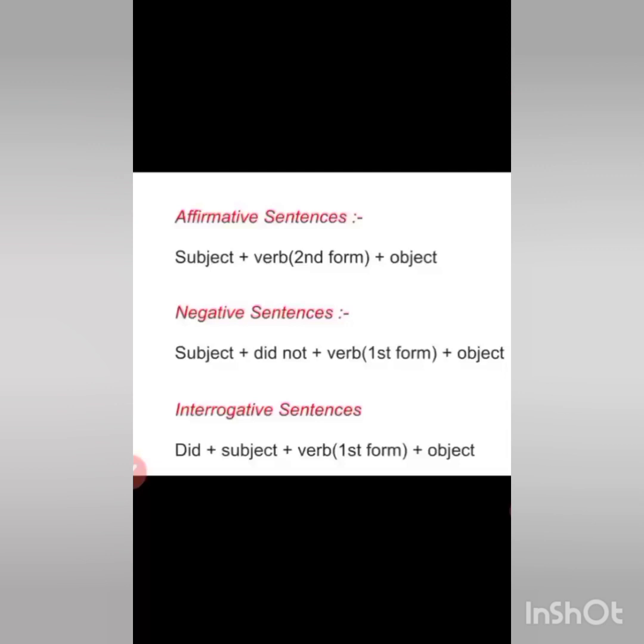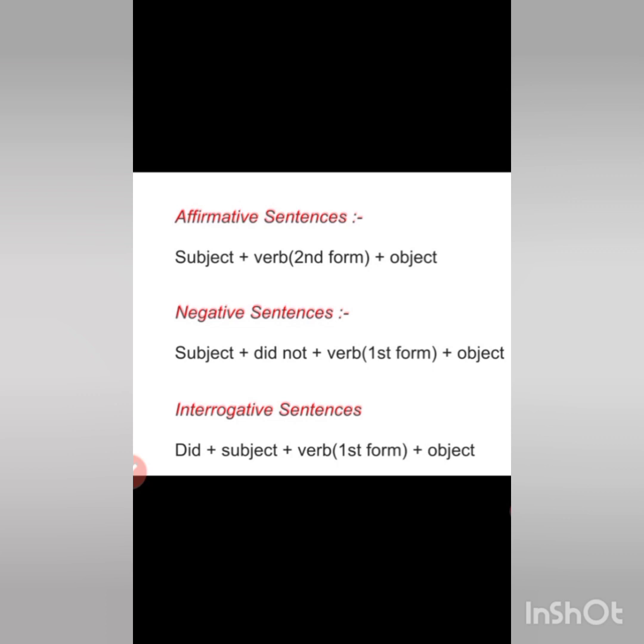First of all, I will tell you about common rules of past indefinite tense. First is affirmative sentences. In affirmative sentences, we use subject, then verbs, second form, and then object. And second one is negative sentences. In negative sentences, we use subject plus did not. With did not, we always use verbs first form and then object.